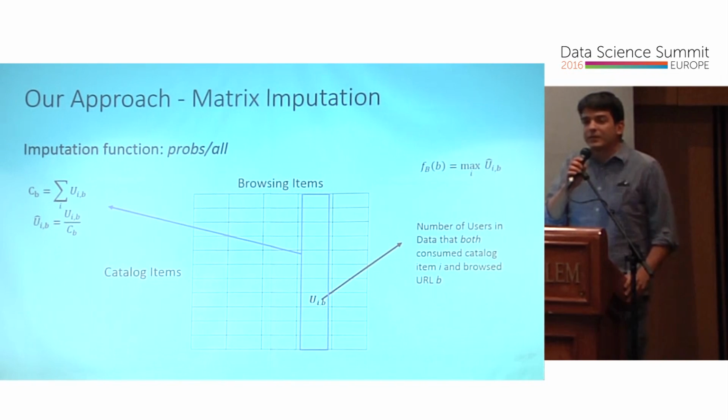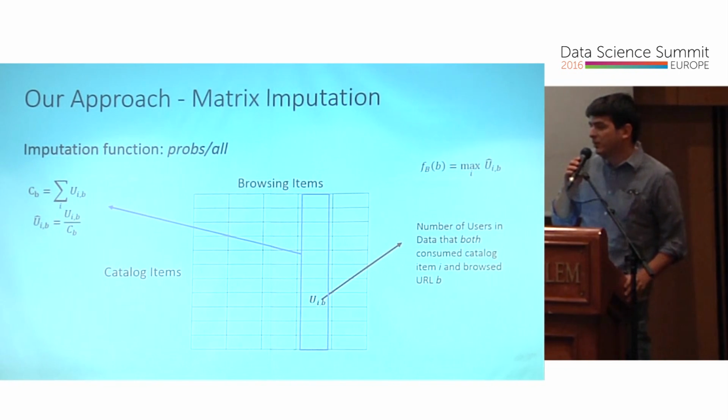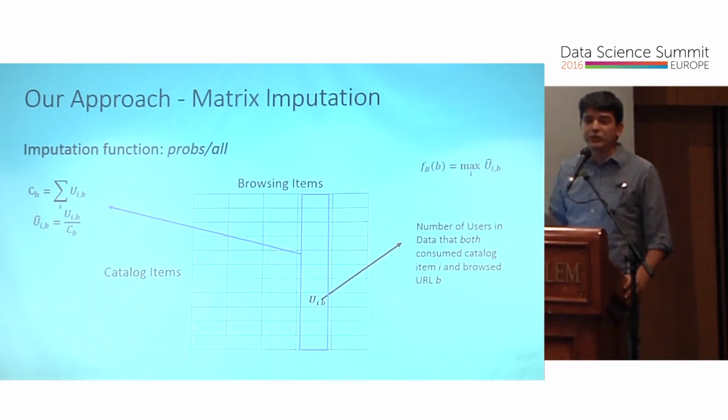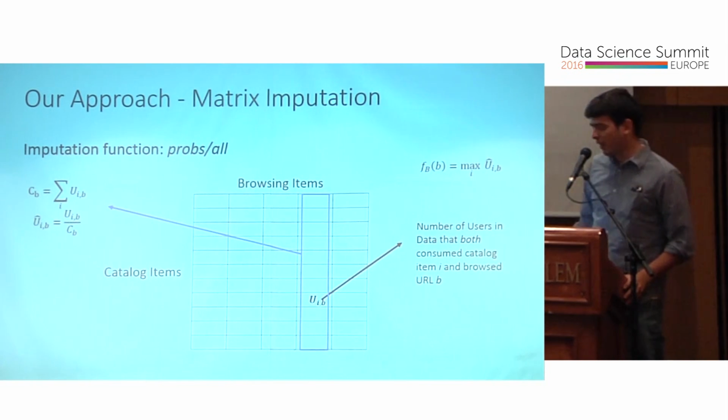So you can imagine that the normalization helps with those very popular URLs that are still in our data. And in fact, the reason it's called prob is that each column now describes a conditional probability distribution over the item catalog, right? The retail item catalog, of course, conditioned on the browsing item.